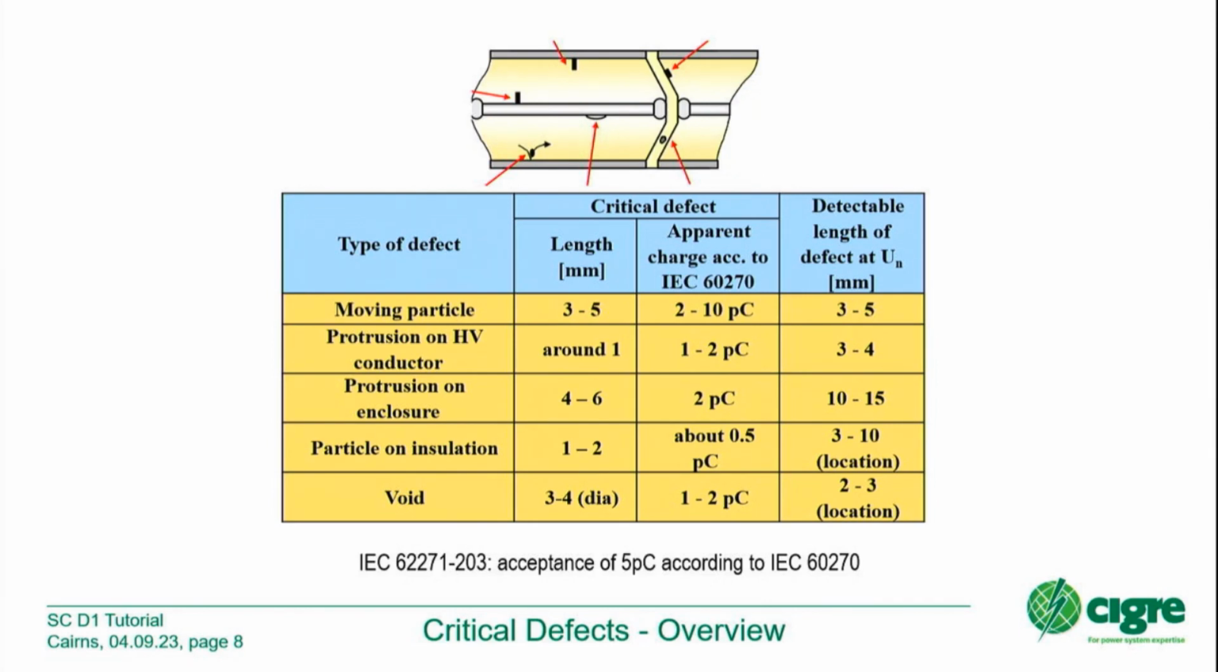And because we are not able to detect all these critical defects, the manufacturer should work in a way that such defects are avoided. They have to take care that all these defects are avoided by design, by manufacturing process, by quality assurance. Not only in factory, that's a routine test, but also after assembly on site, where we have to do the on-site test to ensure the dielectric integrity of the GIS for the lifetime of 40, 50 years or even more.